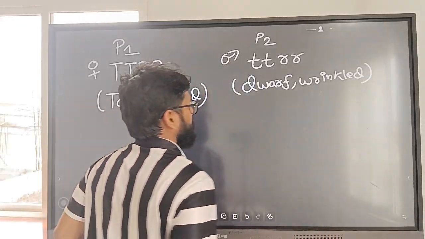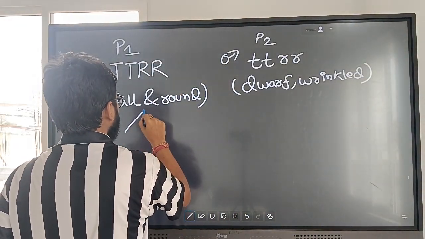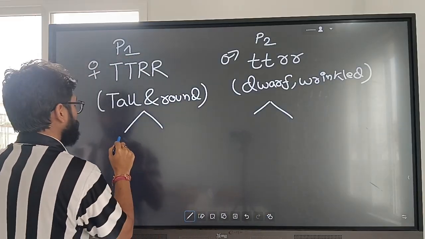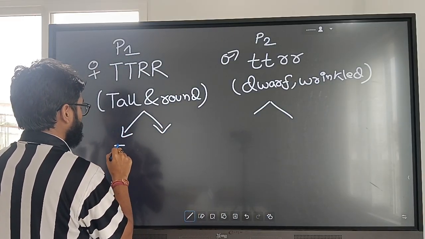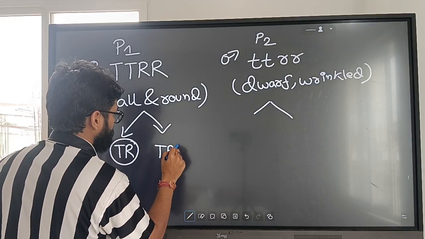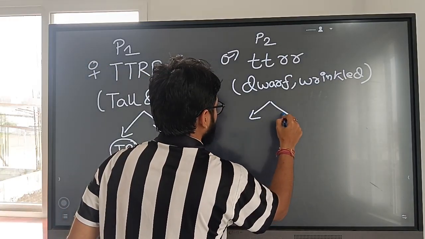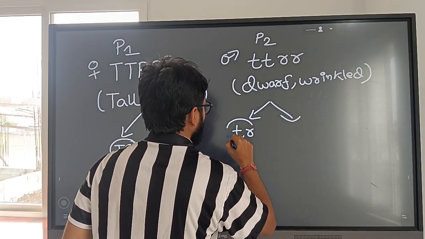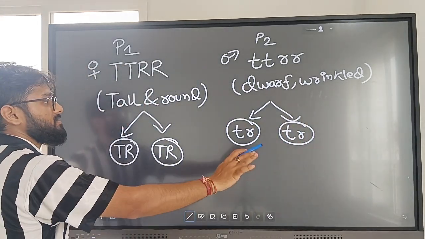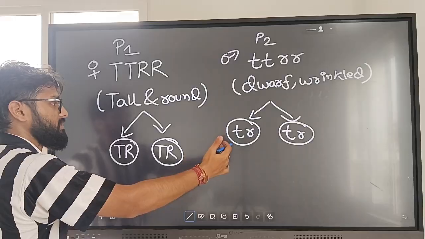Dwarf and wrinkled. So these will also create gametes, correct? What will those gametes be? It will be capital T, capital R. This will also be capital T, capital R. This will also be small t, small r, and this will also be small t, small r. These are the four types of gametes that you can get.